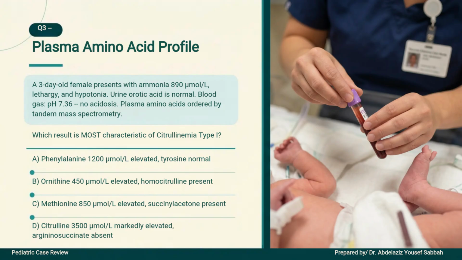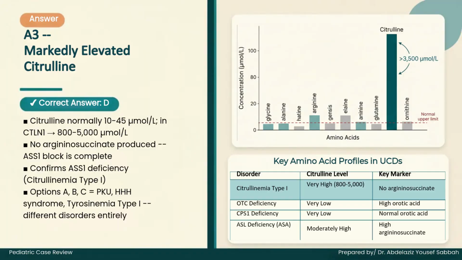Option A, phenylalanine 1200 micromoles per liter, elevated, tyrosine normal. Option B, ornithine 450 micromoles per liter, elevated, homocitrulline present. Option C, methionine 850 micromoles per liter, elevated, succinyl acetone present. Option D, citrulline 3500 micromoles per liter, markedly elevated, argininosuccinate absent. The correct answer is option D, markedly elevated citrulline with absent argininosuccinate.